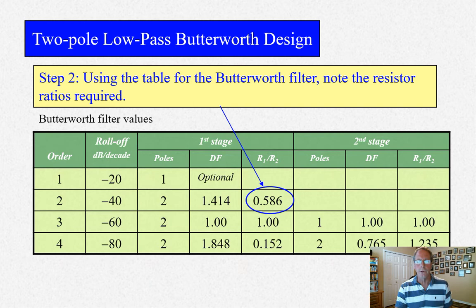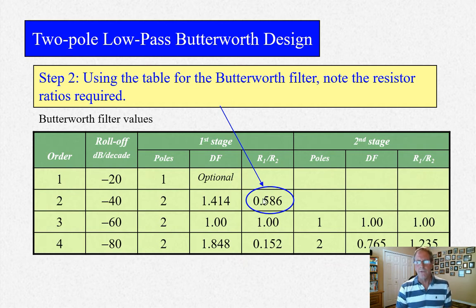This is the table of Butterworth filter values. There are different tables for different filter characteristics. This is the one for the Butterworth filter. I wanted to point something out here before we move on, because we're going to do a 4-pole filter in a minute. I don't want to have to come back to this table.